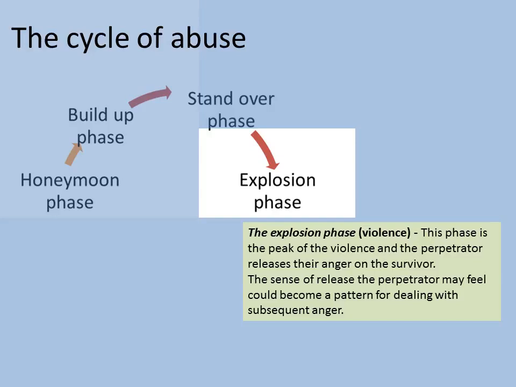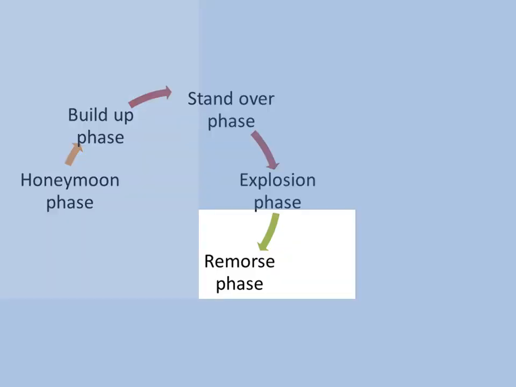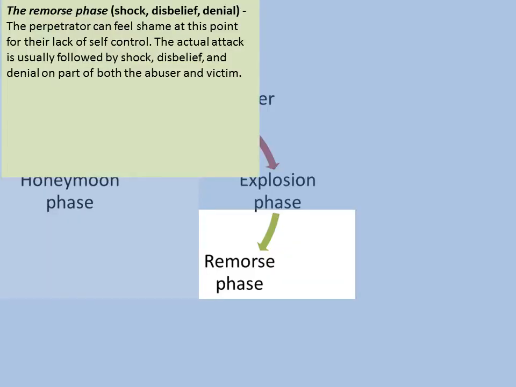No great shock so far. It starts off nice, it gets worse and worse. But this is a cycle. So the interesting part is that the next phase is where we move on to what we call the remorse phase. This is where the perpetrator may well feel some shame for their lack of self-control during the explosion phase. So the actual attack is usually followed by some shock and disbelief, absolute denial sometimes on part of both the abuser and the victim.